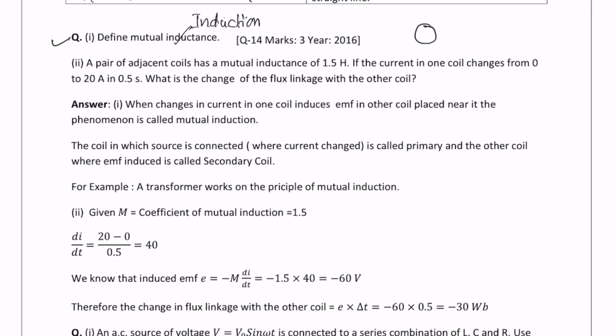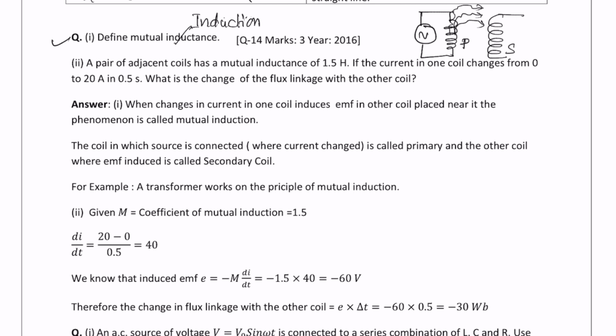Suppose we have an AC source connected to a coil. This coil, where the alternating voltage source is connected, is called the primary. When a varying current flows through a coil, along the axis it creates a varying magnetic field. This magnetic field is represented by magnetic lines of force. These lines of force will cut the plane of the other coil, which is kept just in front of it. This is called the secondary coil.